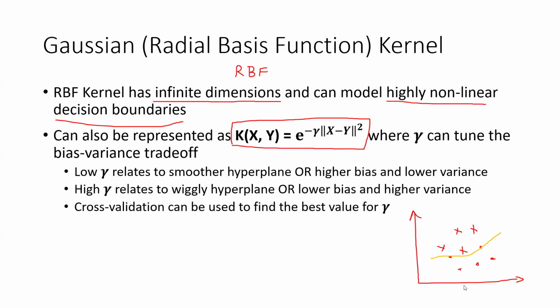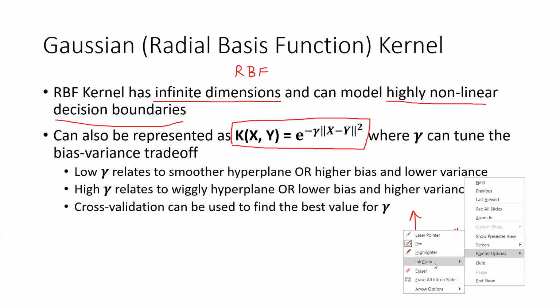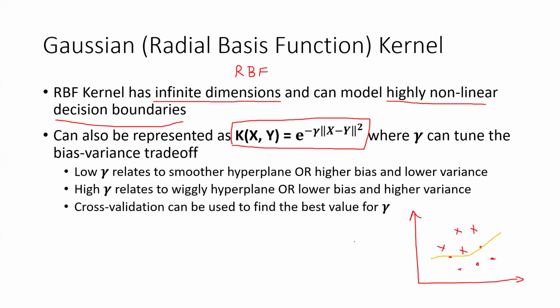But with high gamma, it would have a much wigglier, that means much more complex, decision boundary like this one, which would have less bias. That means all the data points can be correctly classified, but when real-world data are used in this model, there would be a higher number of errors. That means this would be higher in variance. So you can find the best gamma value using cross validation.